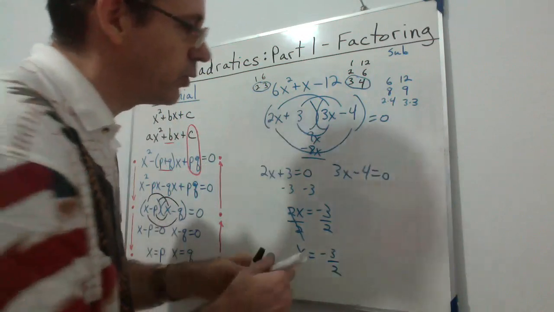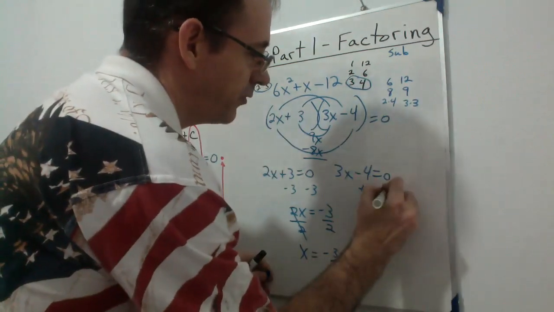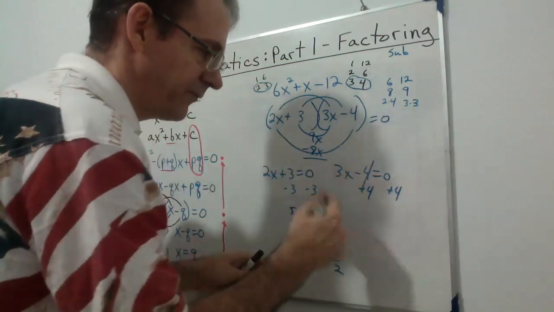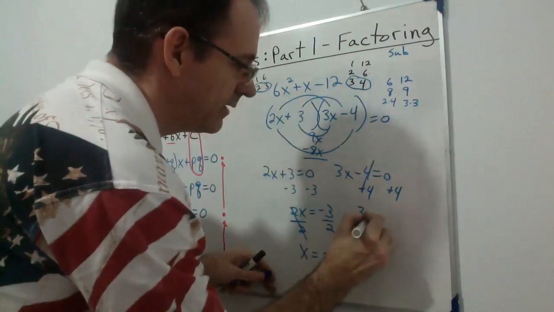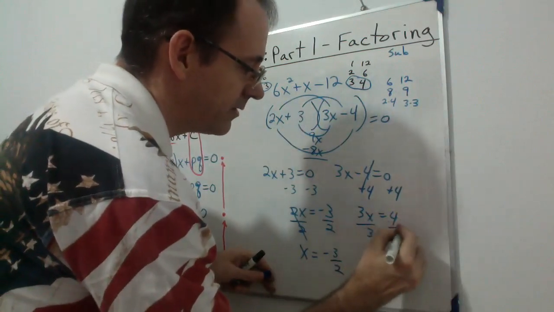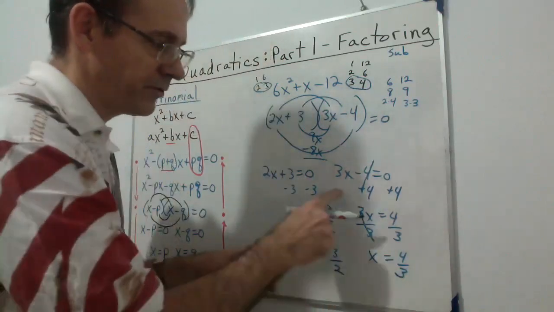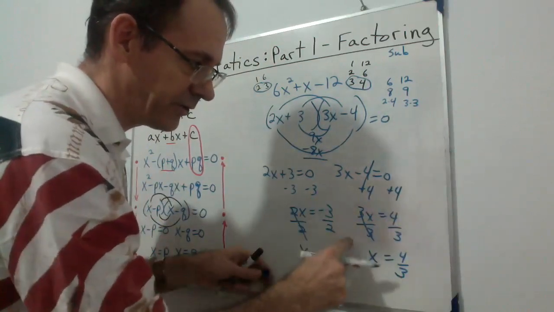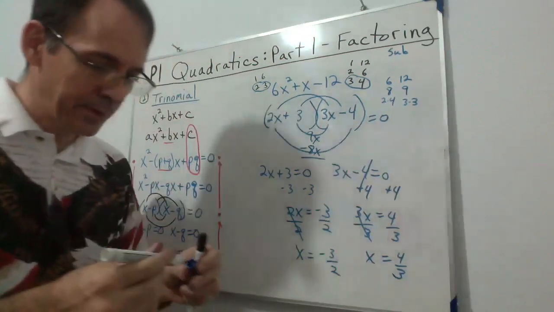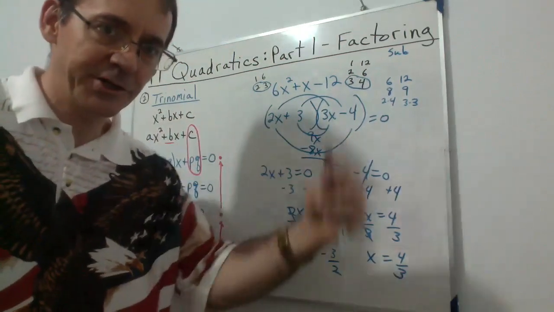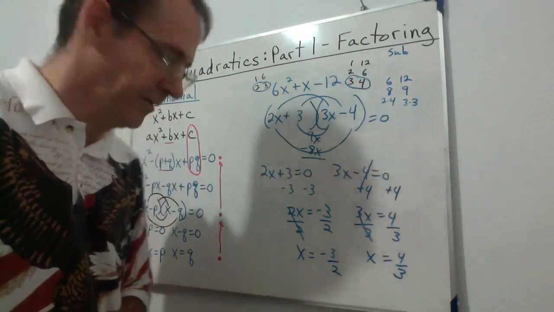So show good work. Again, both sides, plus 4, plus 4. If you want to cancel out, that's fine. Divide by 3, again cancels out, x equals 4/3. So here's my method, here's the result. Here's my method, here's the result. Good math, good procedure, you'll get good answers, okay?